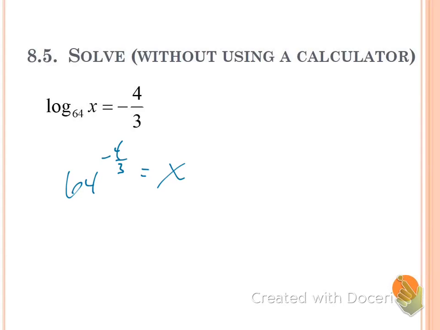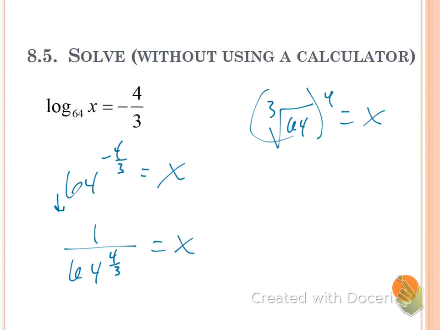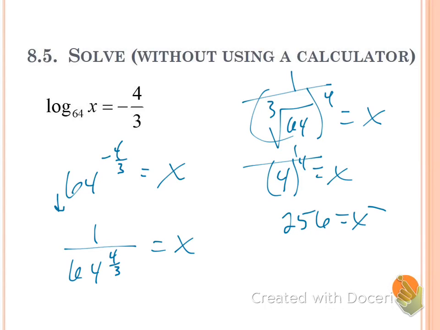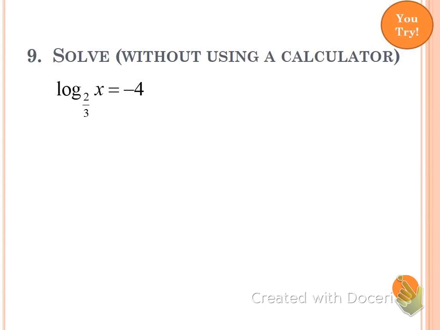Now, this is a negative exponent. So we want to drop this base down to the denominator of a fraction, leaving our numerator to be just 1. Then we can rewrite our fraction exponent as a radical, making this the cube root of 64 to the 4th power equals x. The cube root of 64 is 4. 4 to the 4th is 256. Oh, wait. Sorry. This is all in the denominator of a fraction. Sorry. This is actually 1 over 256. Okay?